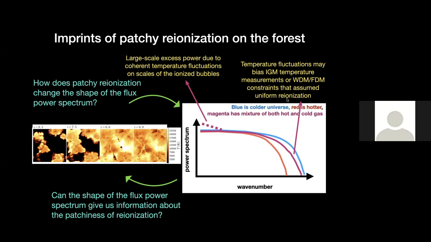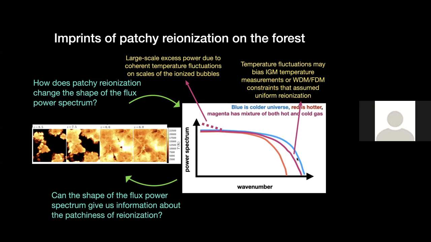On the other hand, there is another effect on the large scale end. The idea is that the large scale temperature fluctuations from patchy reionization are coherent, because the temperature fluctuates roughly on the scale of the ionized bubbles, which corresponds to roughly 10 comoving megaparsec scales. So we might expect this coherent temperature fluctuation to bring excess large scale power due to the coherence. The questions for this project are, one, how does patchy reionization change the shape of the flux power spectrum?